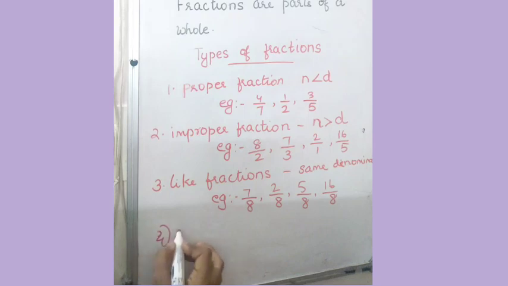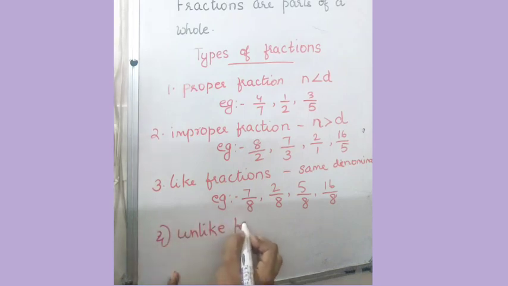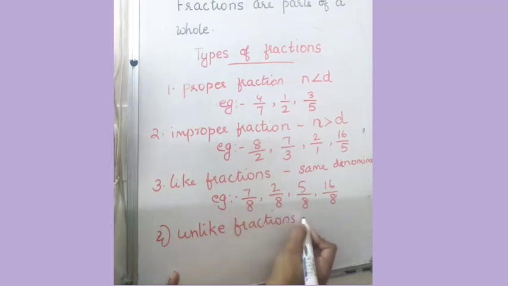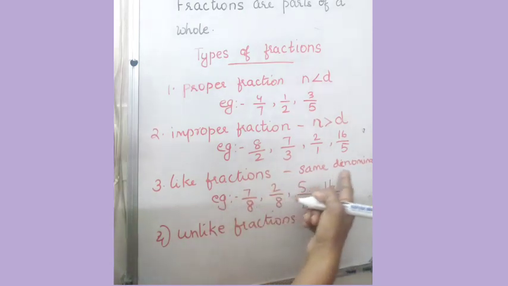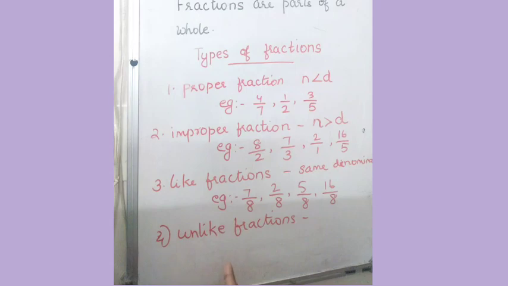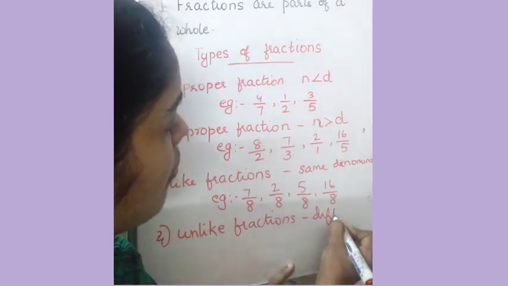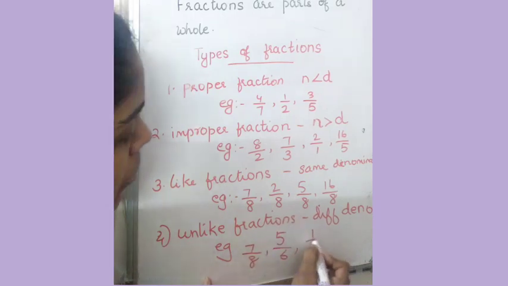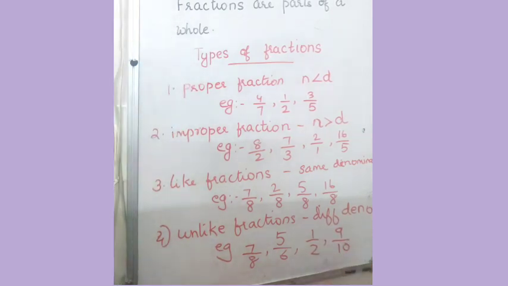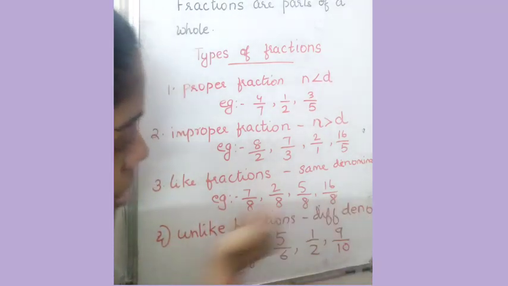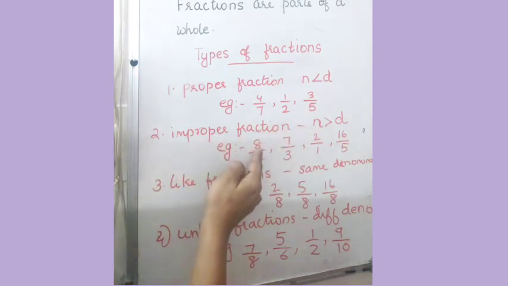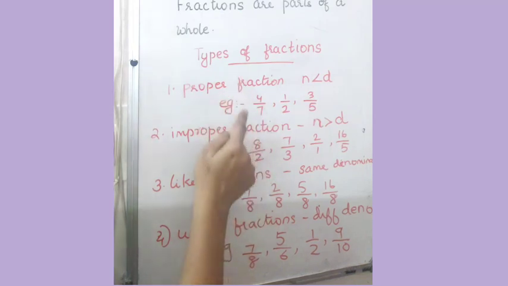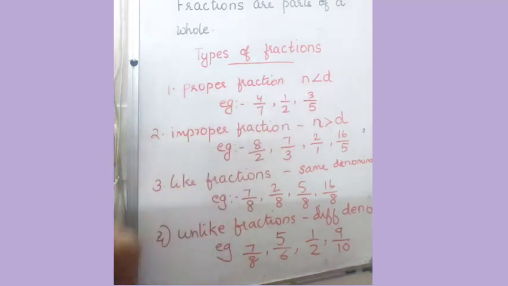Then the fourth one, unlike fractions. If like fractions are fractions with the same denominator, then what will be unlike fractions? Fractions with different denominators are called unlike fractions. For example, 7 by 8, 5 by 6, 1 by 2, 9 by 10. All these are fractions with different denominators. For a like fraction, denominators are the same. For an improper fraction, the numerator is greater than the denominator. For a proper fraction, the numerator is less than the denominator.